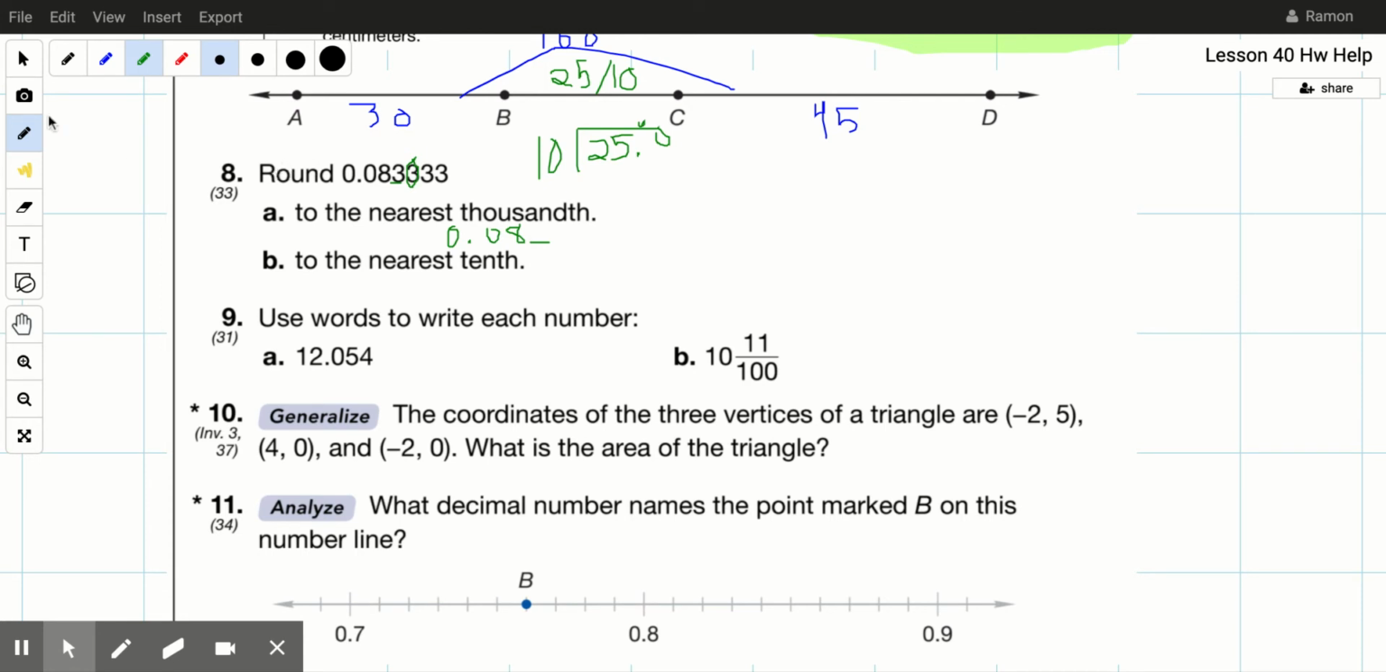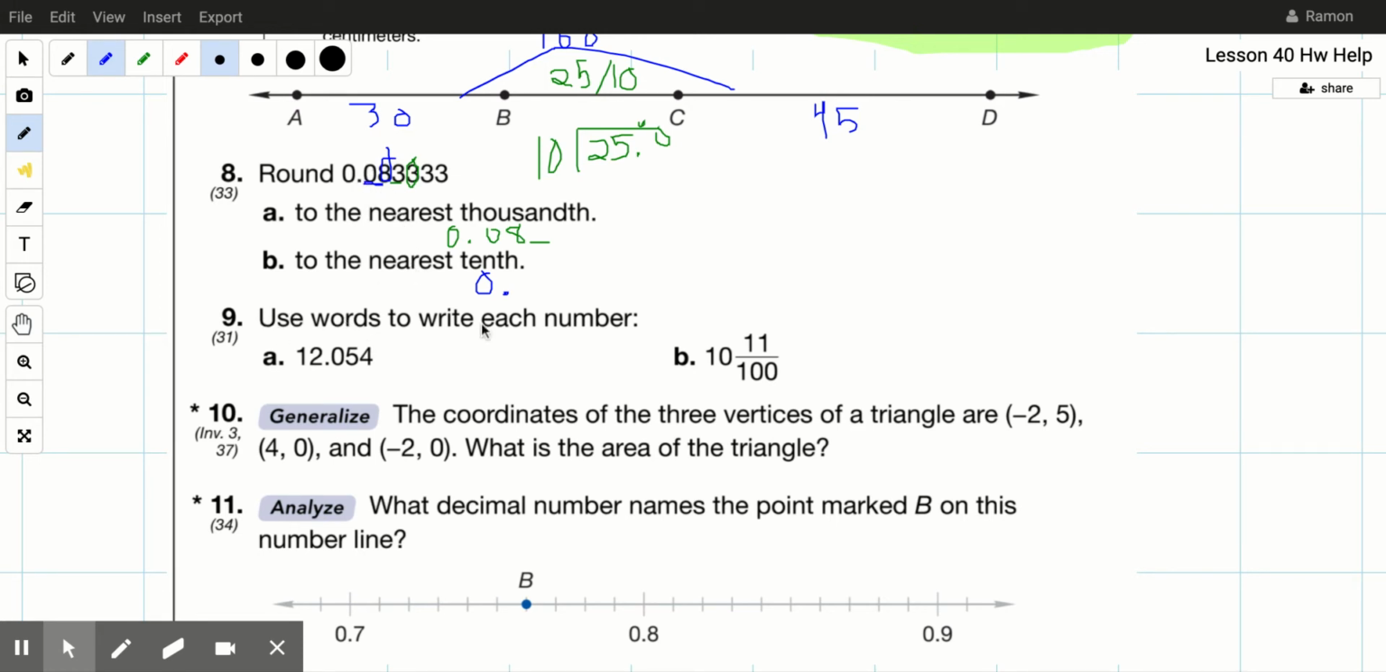And to the nearest tenth, similar story. Underline the tenth place. Look at the number on the right. Use that to decide if it will go up 1 or stay the same. Everything to the left stays the same. And then it's up to you to determine whether that goes up 1 or remains.